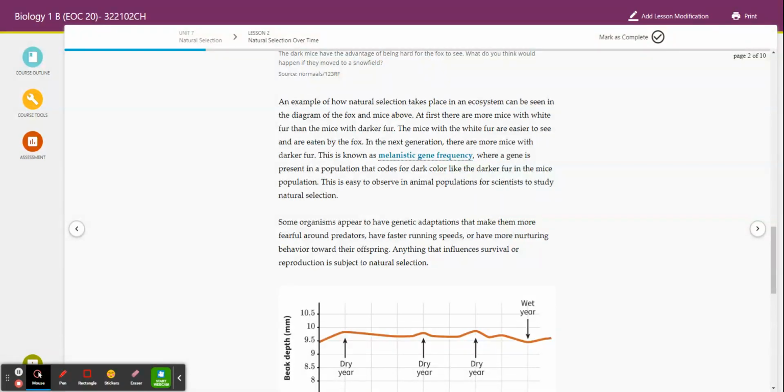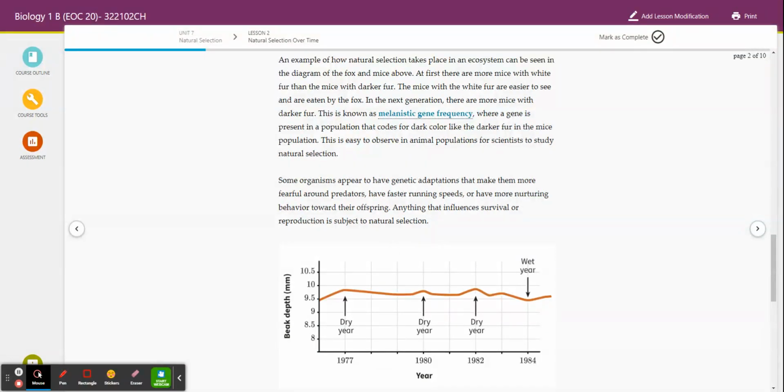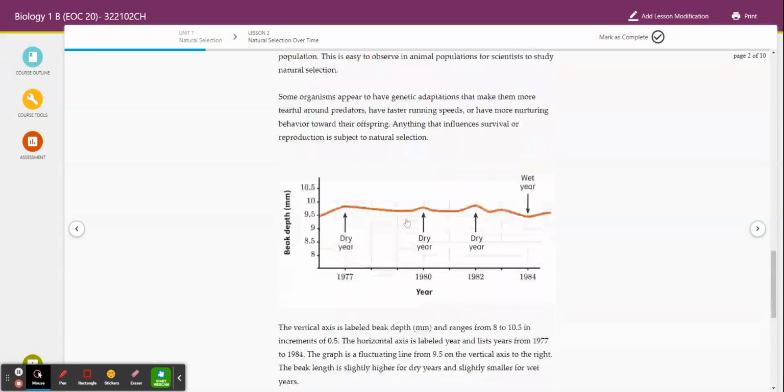This is easy to observe in animal populations for scientists to study natural selection. Some organisms appear to have genetic adaptations that make them more fearful around predators, have faster running speeds, or have more nurturing behavior toward their offspring.